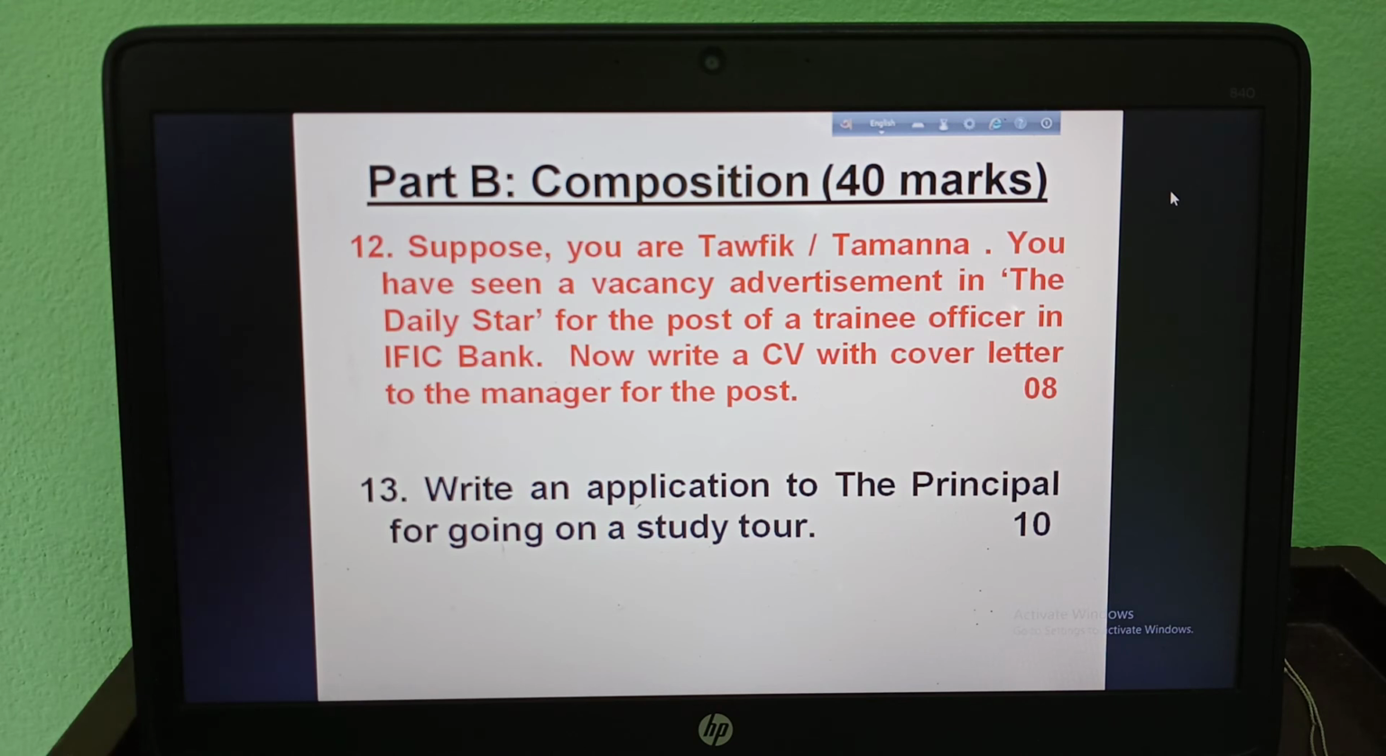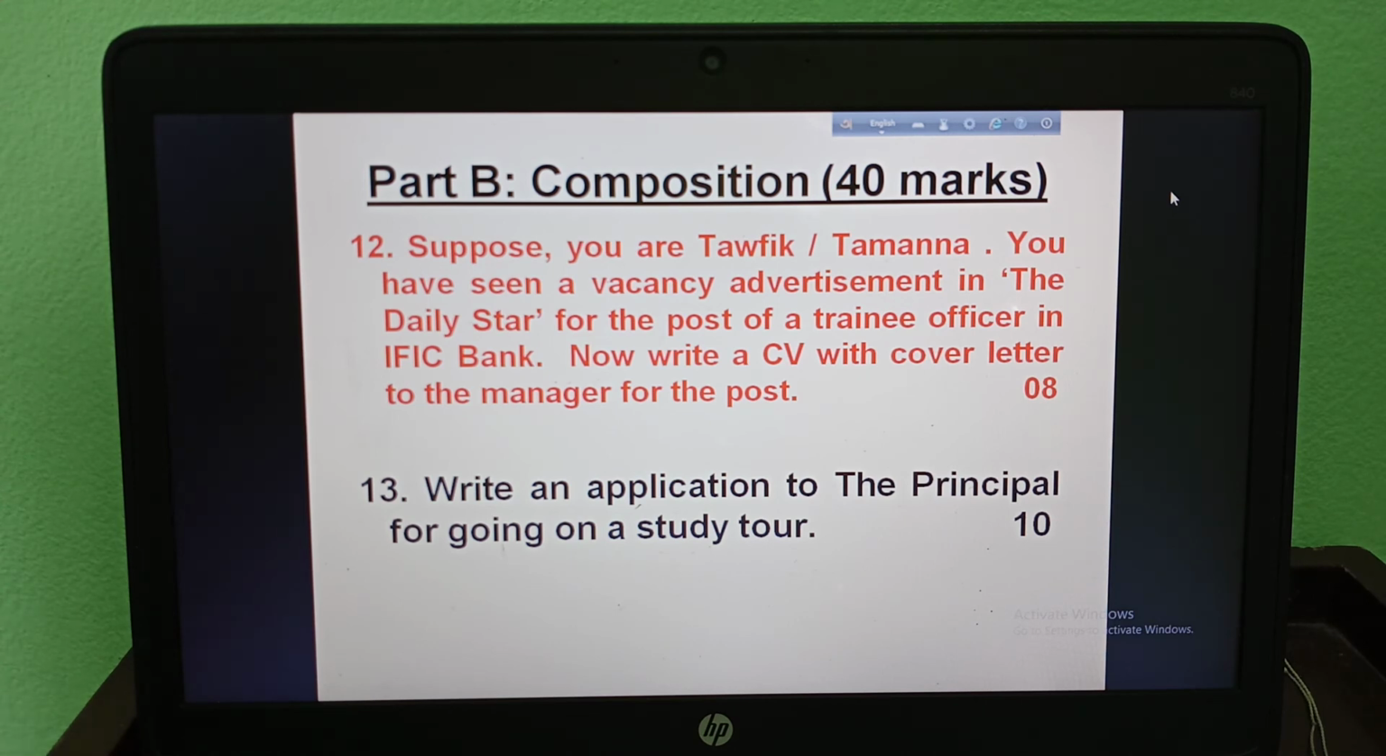Part B, composition or writing test. This part will carry 40 marks. Question number 12. A CV is provided with you to write for any kind of job or any kind of formal application with a cover letter, and you have to write. It will carry 8 marks.